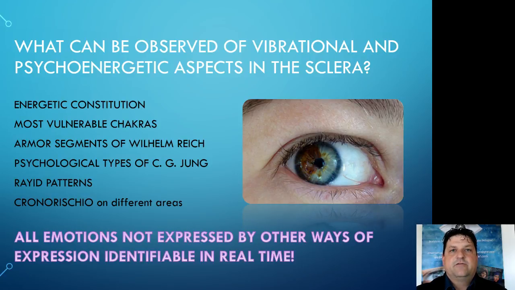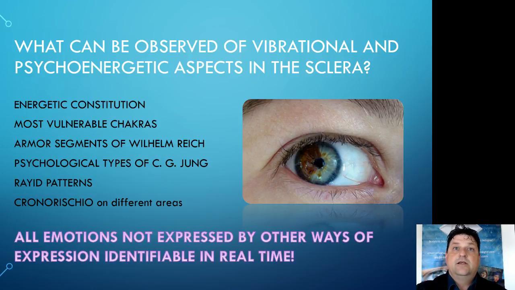What can be observed of vibrational and psychoenergetic aspects in the sclera? We can see energetic constitution, the most vulnerable chakras, the fragile chakras, let me say, and the armor segments of Wilhelm Reich. For those who are familiar with bioenergetics and Wilhelm Reich's knowledge, it's very good to see the armor segments and understand the 7 segments that Wilhelm Reich connected with emotions and contractions in our body. That's possible to see also in the iris and in the sclera.